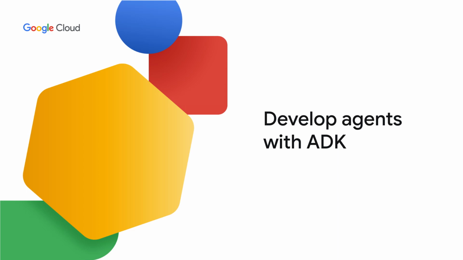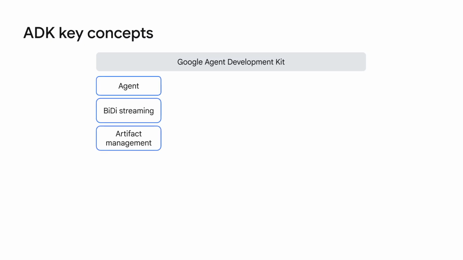Now let's explore how to develop agents with the Google Agent Development Kit. Google ADK is built around a few key primitives and concepts that make it powerful and flexible. The agent is the fundamental worker unit designed for specific tasks. Agents can use language models for complex reasoning or to act as controllers to manage workflows.